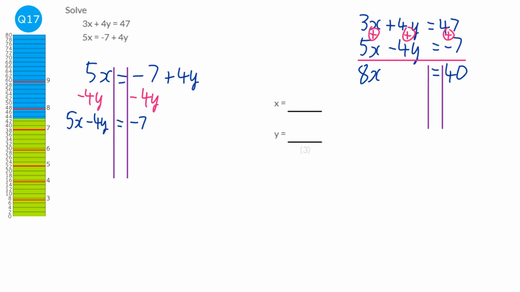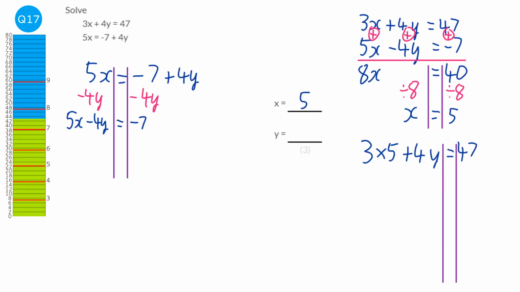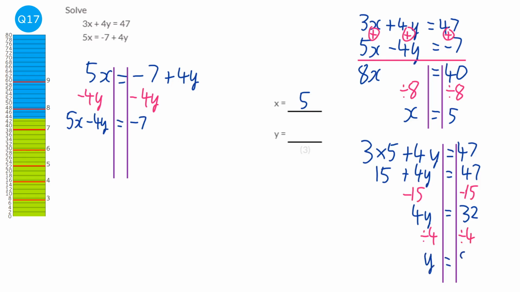Alright, let's put our solving lines in. We're going to divide by 8 both sides. So we get x equals 5. And we're going to substitute that value into one of the equations. I'm going to pick this top one. So instead of 3x, we're doing 3 times 5 plus 4y equals 47. So that will be 15 plus 4y equals 47. And then we're going to take away the 15 both sides. And so it's 4y equals 47, take away 15, which is 32. Divide by 4 both sides. And we get y equals 8.